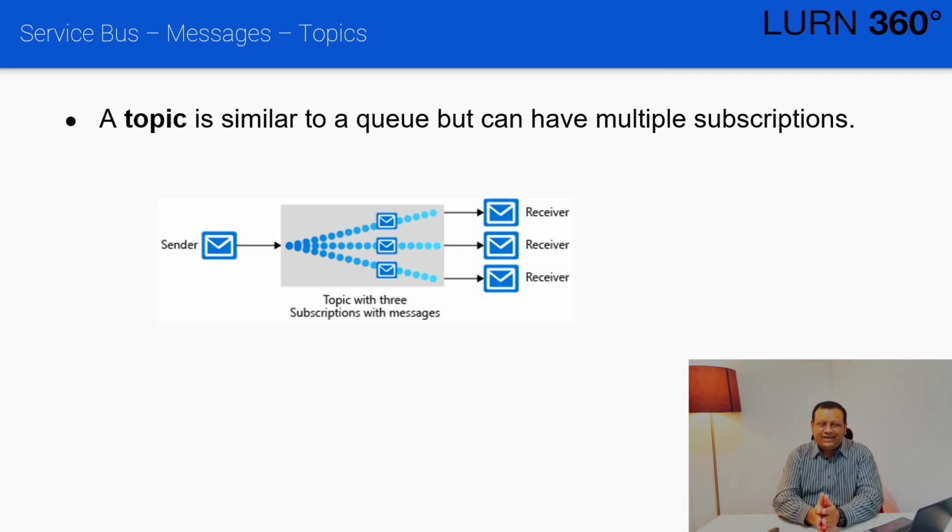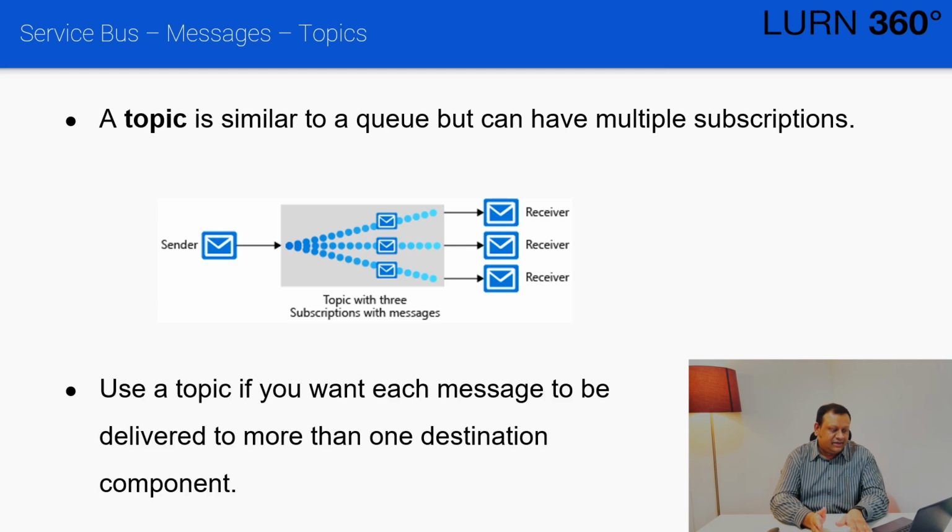This is the main difference. In a queue, there is one subscriber and one publisher. In a topic, there can be one publisher, but you can have multiple subscribers to that topic. This is the key difference. So you use a topic if you want each message to be delivered to more than one destination. I hope this is clear for you.